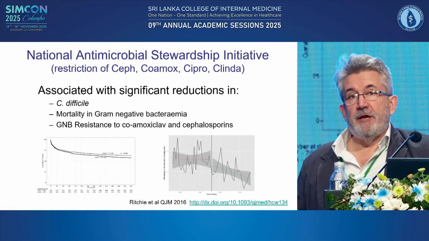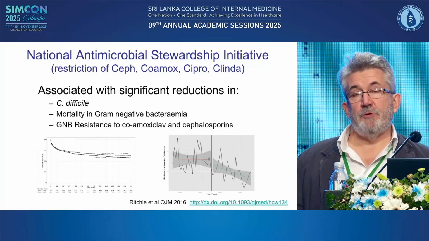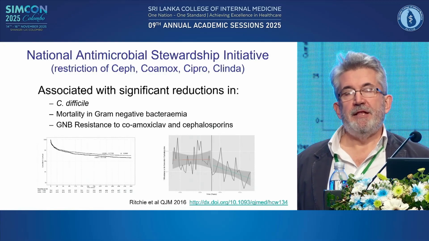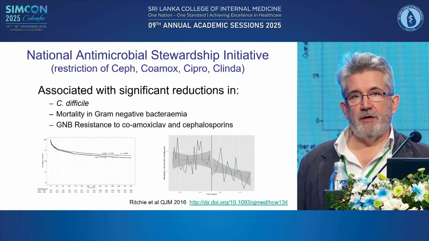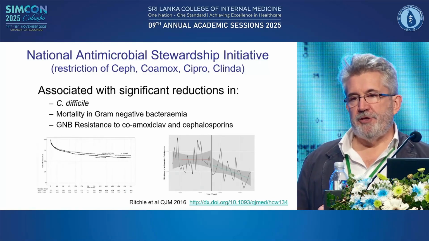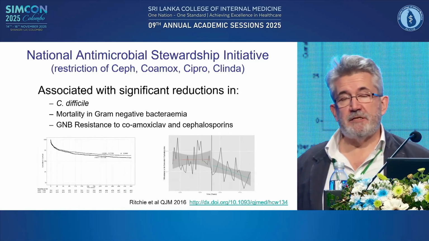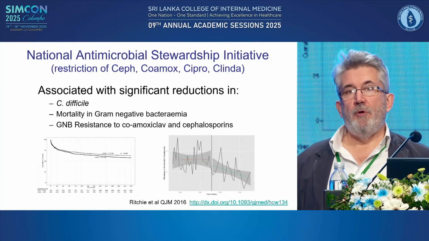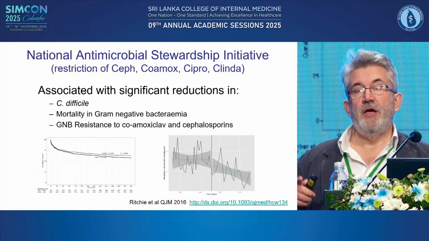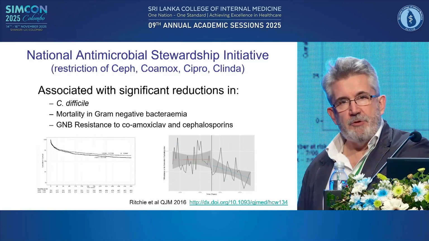But the other interesting thing we saw was that people with gram-negative bacteremia were surviving more. So we saw a significant reduction in mortality due to gram-negative bacteremia because they were getting a better, more effective drug, which was gentamicin, so better than third-generation cephalosporins. And then we saw a reduction in resistance to co-amoxiclav in our gram-negatives, as well as the third-generation cephalosporins. And the rate of third-generation cephalosporin resistance for us then was about 20%, and it went down to about 8%.